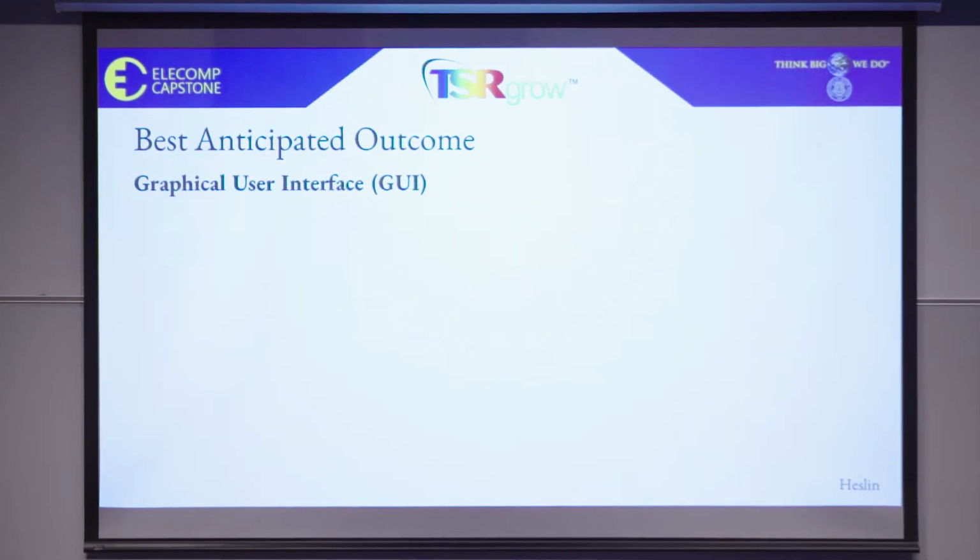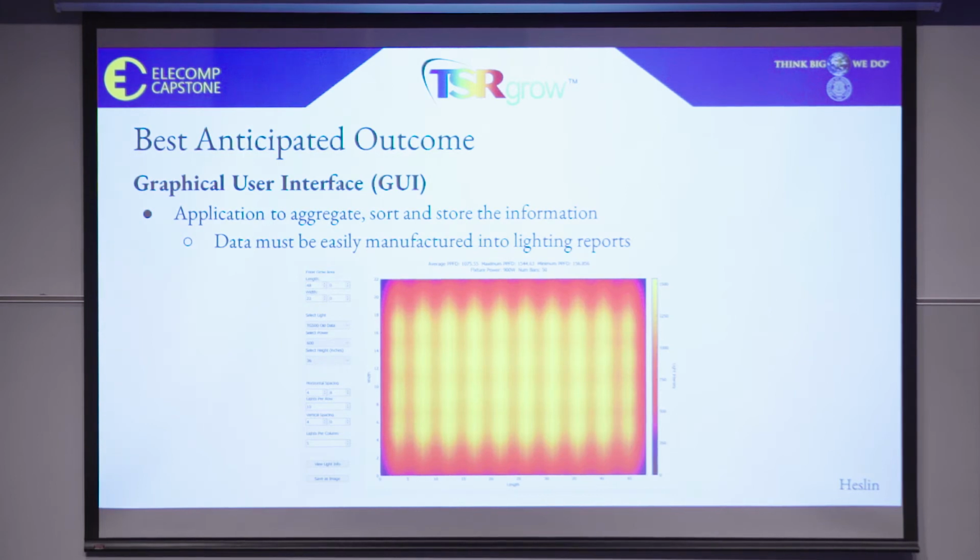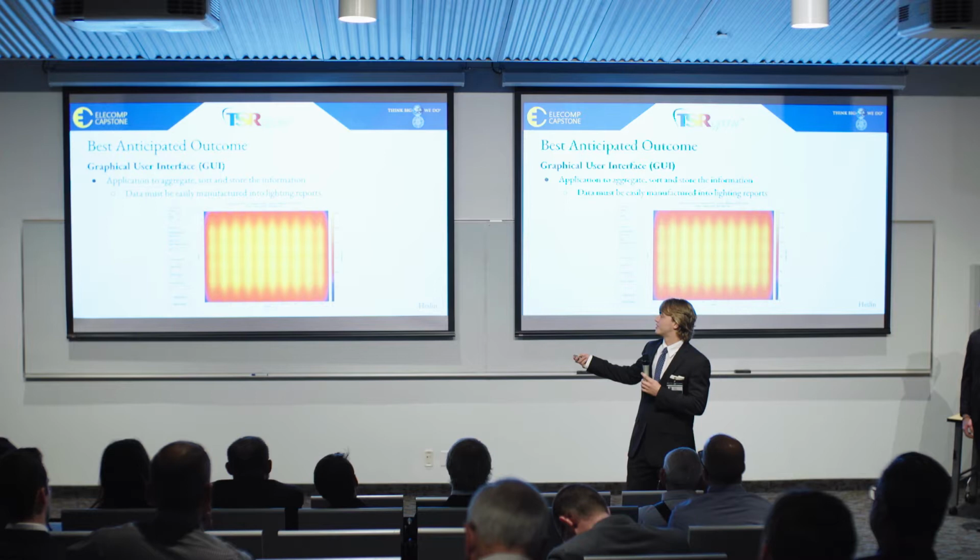Lastly, we would like to have a graphical user interface. This would be an application that would aggregate, sort, and store our information. And the data that we collect must be easily manufactured into these lighting reports. Right here is one of these lighting reports, or you could say a heat map of an array of LED fixtures from TSR Grow.